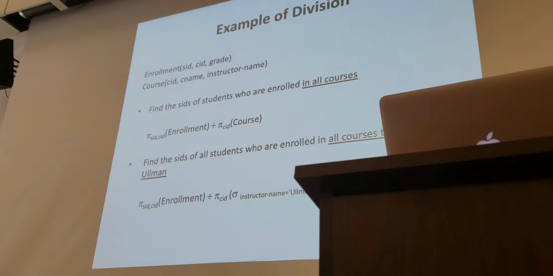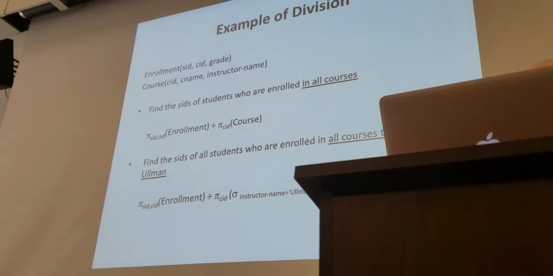Find the SIDs of the students who were enrolled in all the different courses. Maybe it's a small university and there aren't that many courses. Find the SIDs of the students who were enrolled in all courses. So what I can do is take the projection of enrollment just on SID and CID, and I'm going to divide by the projection of course only on CID. So again, I'm going to get the SIDs of the students who are enrolled in every single course.